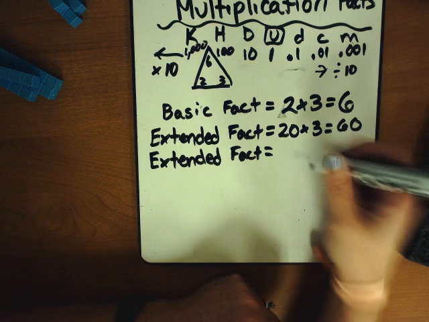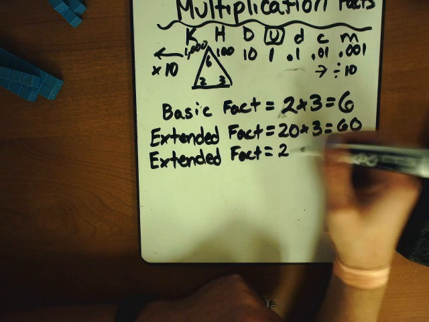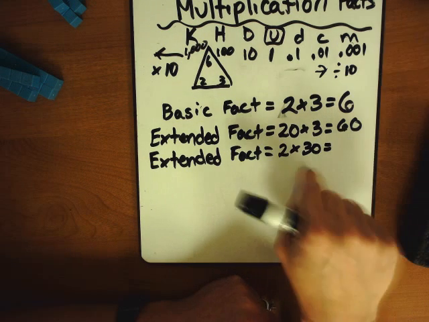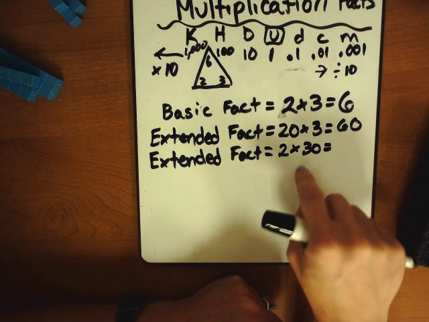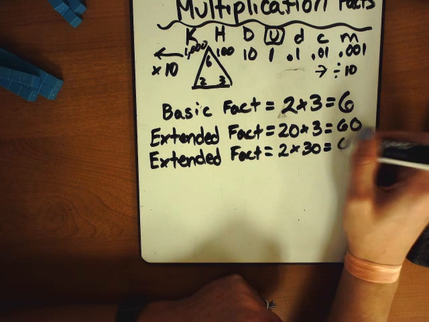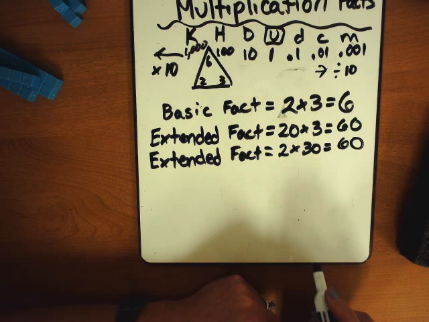Okay, so for this one, I'm going to do 2 times 30, multiplying 3 times 10. Same thing, it's a turnaround fact in this way. It's 3 times 2 is 6, times 10 is 60, adding that 0 on.